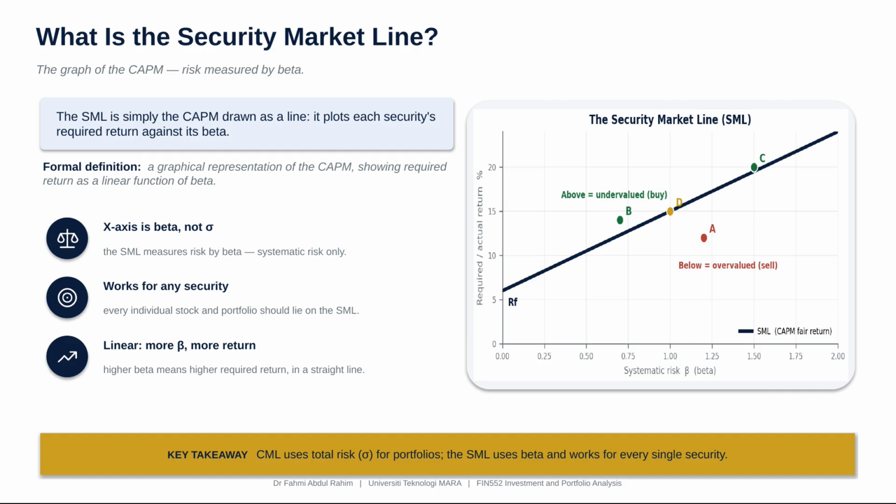The takeaway captures the crucial contrast. The CML uses total risk, sigma, and only works for efficient portfolios, whereas the SML uses beta and works for every single security. Let us look at the SML equation and where beta comes from.